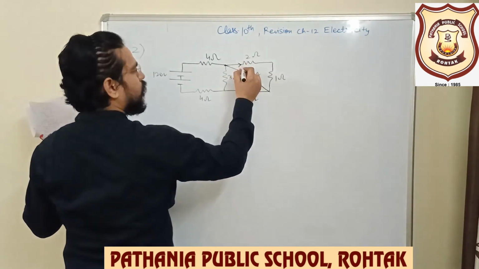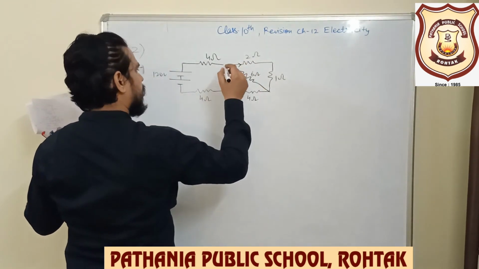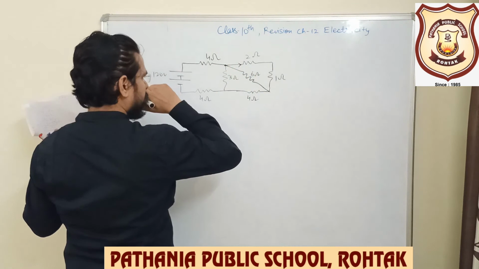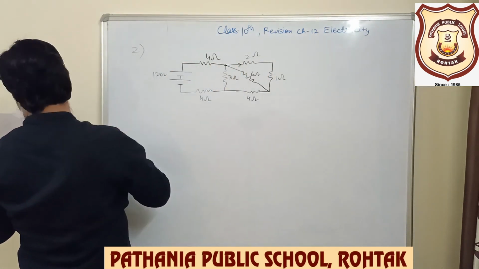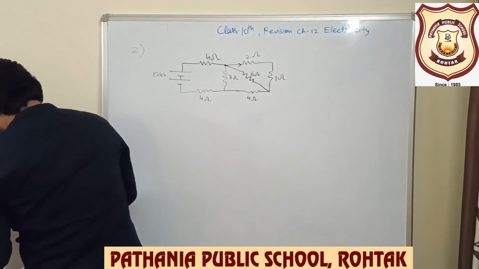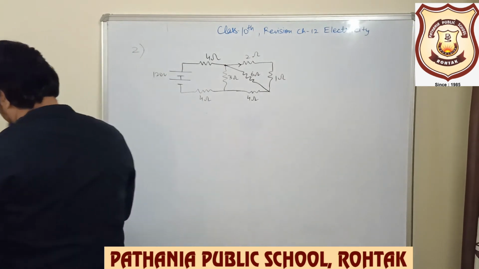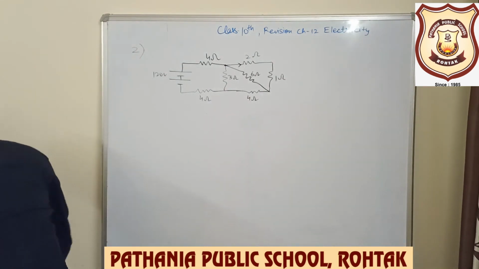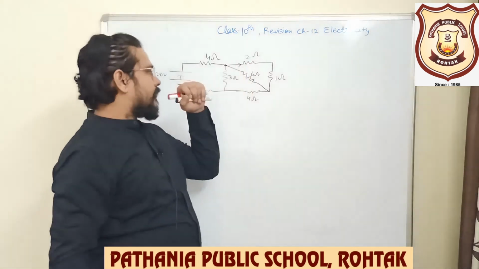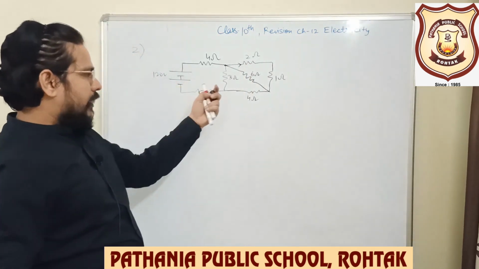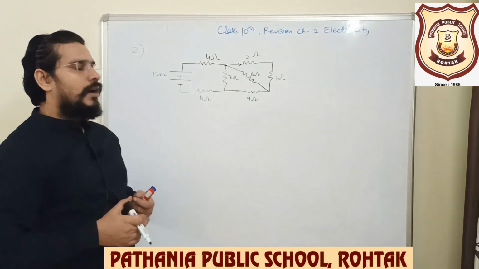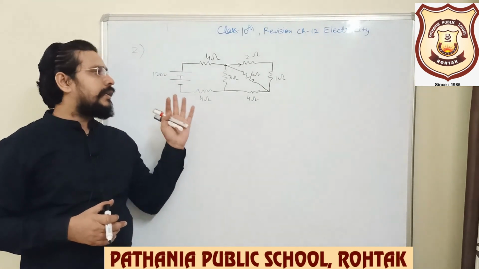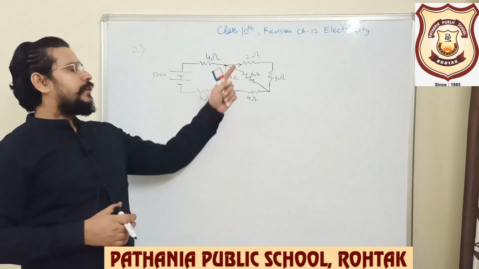Let us say the current in the 2 ohm resistance is, okay, we'll calculate it. In this numerical, the current is being asked in the particular 2 ohm resistance. But when I am going to solve this numerical, I'll teach you how to find the current in any of the resistances, not particularly in the 2 ohm.